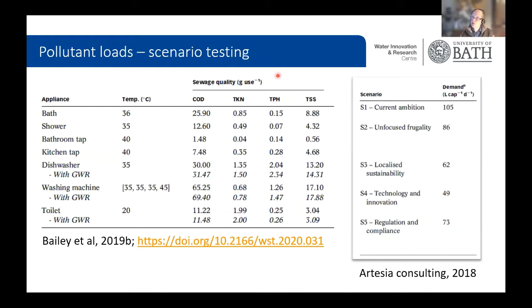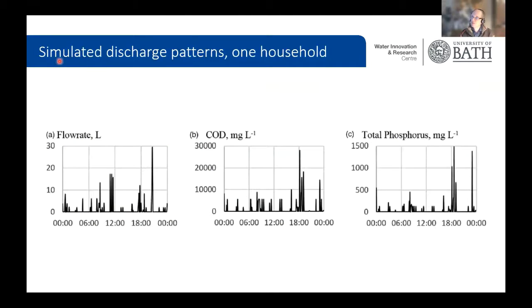So for each appliance we used a load, a number of grams of COD, nitrogen, phosphorus, or suspended solids per use of the tap. And we also added some temperature data to that. And then we can simulate discharge patterns. Again, for one household here, we see a flow pattern coming straight from Simdrum, but we also could look at the COD discharge of the household. We could predict the phosphorus discharge of the household with different taps.